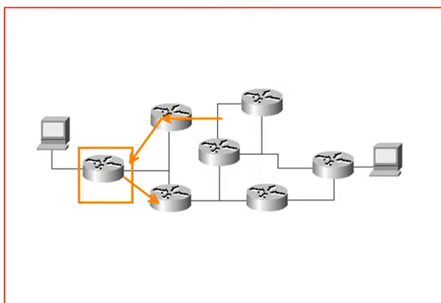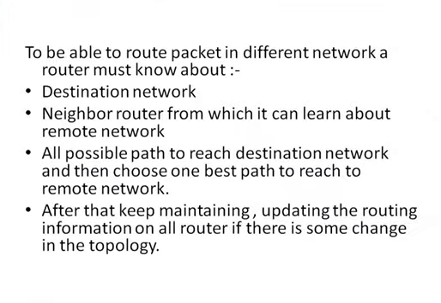This one is the best path or this one is the best path, correct? Once it chooses the best path, after that it keeps maintaining and updating routing information on all the routers if there is some change in the topology.